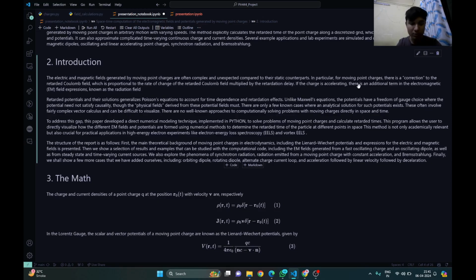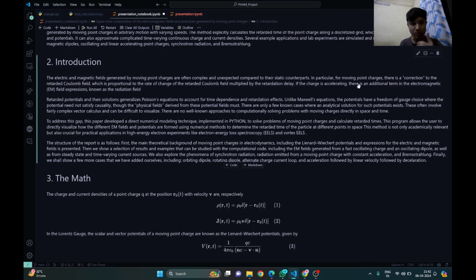However, one could ask what is the motivation behind studying these, and that's because a lot of people argue that these are much more fundamental than the physical field counterparts of these. Say, for example, these are fundamental in explaining peculiarities like the Aharonov-Bohm effect. And therefore, to address this gap, this paper developed a direct numerical modeling technique, which is implemented in Python to solve problems of moving point charges and calculate retarded times.